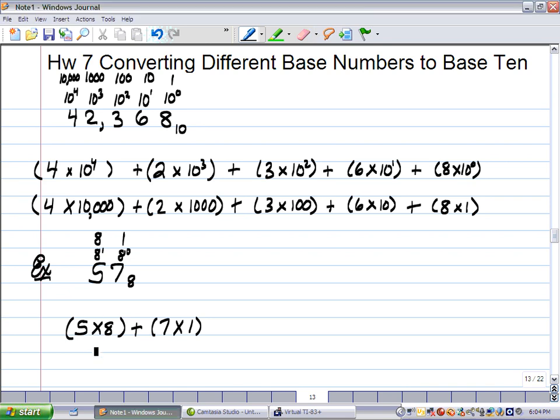What is 5 times 8? 40. Remember, order of operations tells you you need to multiply first. I put them in parentheses to remind myself of the order of operations. Plus, be careful, these x's are times, they're not variables, so I could use dots instead. So this is 47. So I end up with the fact that 57 base 8 is the same as 47 in base 10.